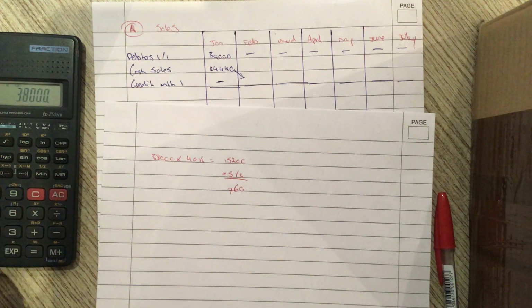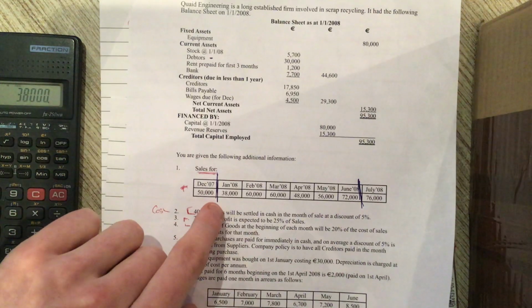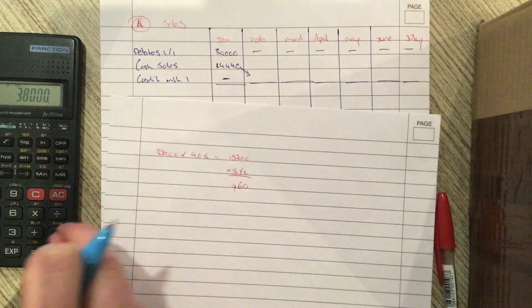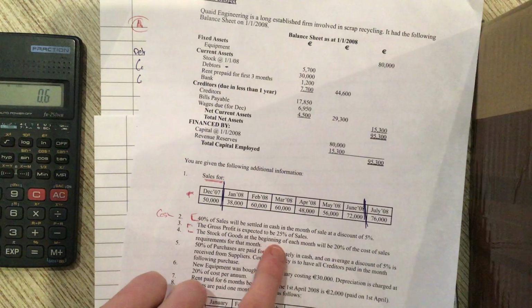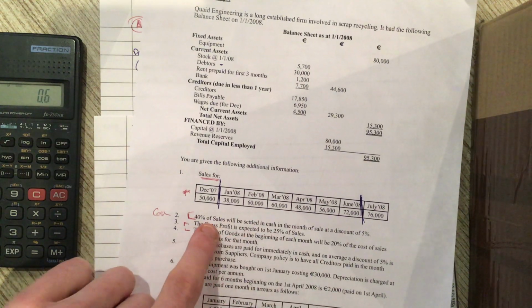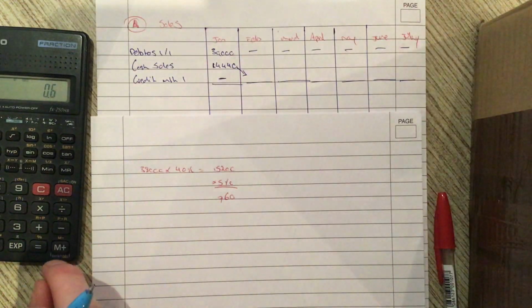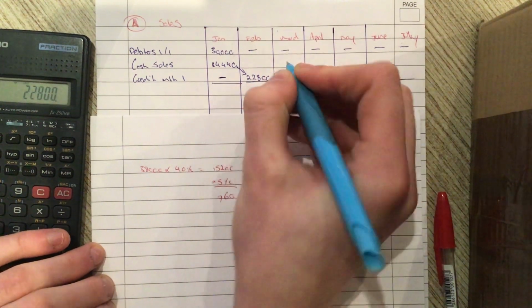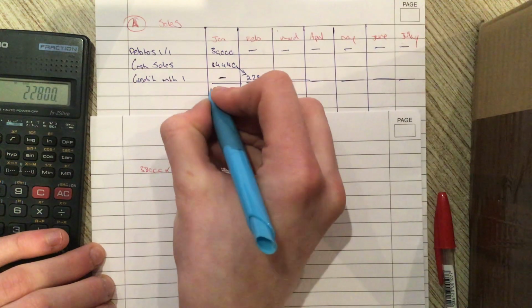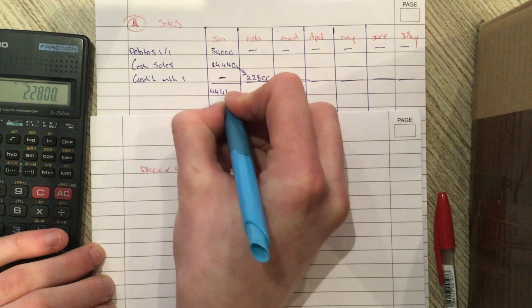So 38,000 euros for sales. It's just that sales figure there, lads, multiplied by 60%. Why? Because 40% is for cash, which means the remainder has to be for credit. That's 22,800 euros. And it's my January figure done, totaled up, 44,440 euros.